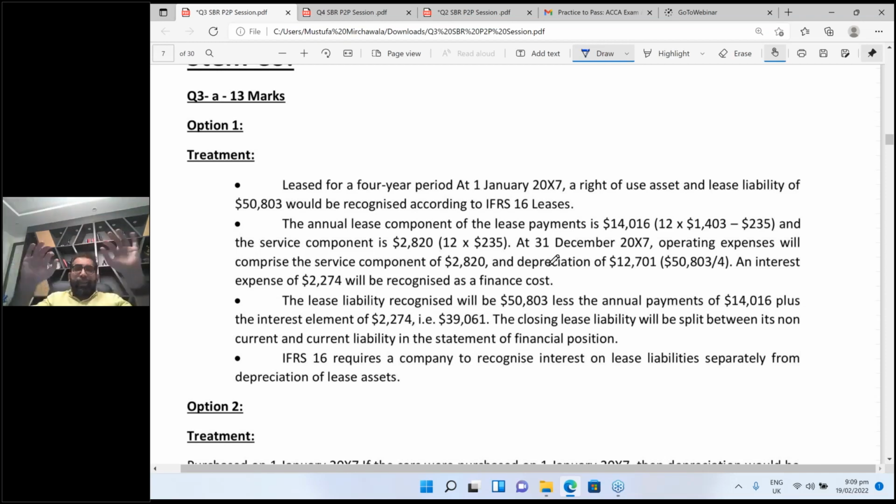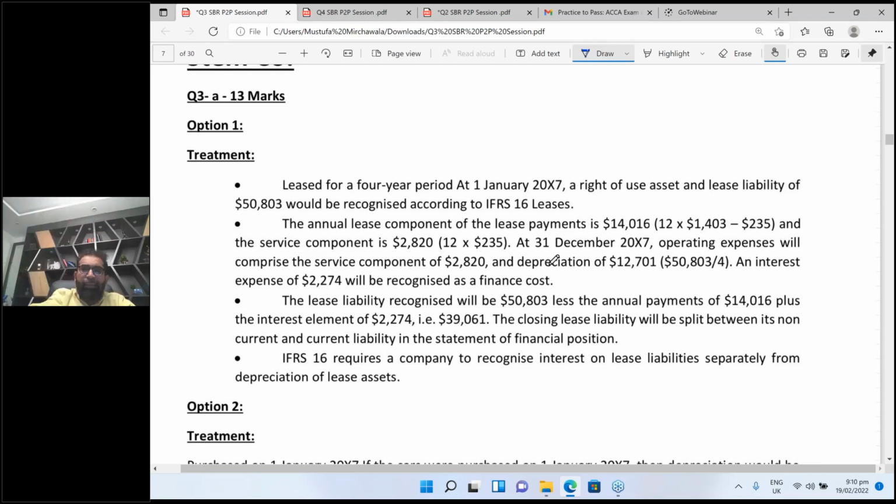As I told you using entries in the above sheet, depreciation expense, interest expense and the service charge, these three things will all go in P&L. The lease liability recognized will be 50803. At day one the lease liability is 50803, and then you can less 14016 plus interest, you will get 39061, or you can use my shortcut with entry. Both are correct.